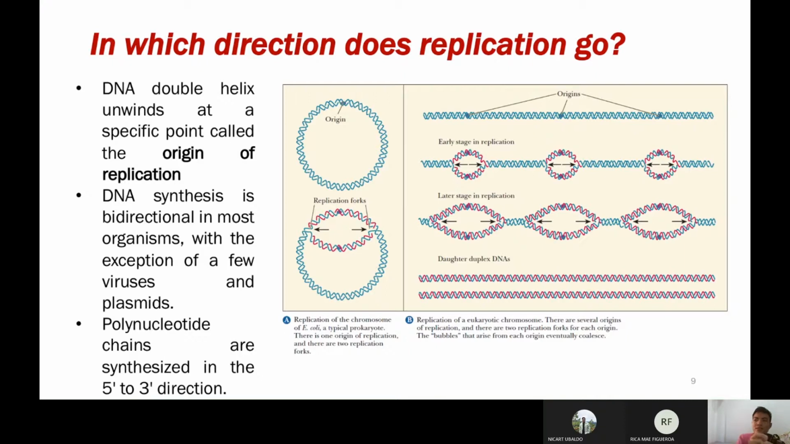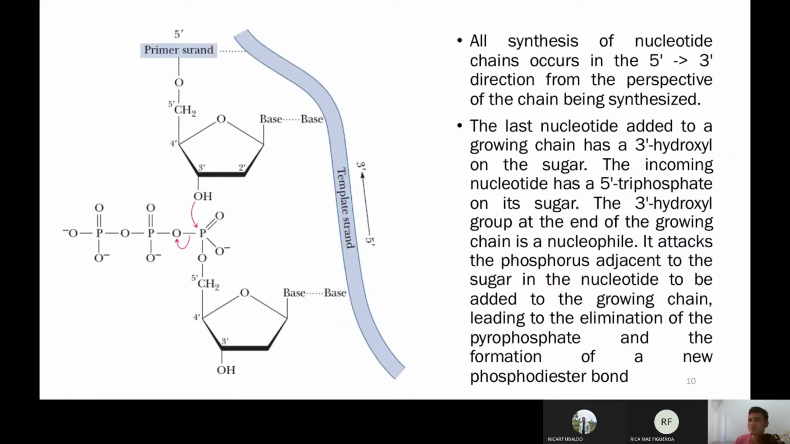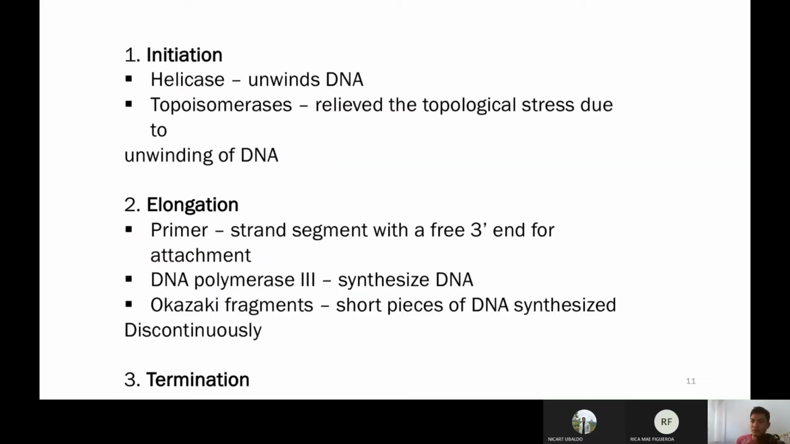Okay. So once the origin of replication was identified, then your DNA double strand will start to unzip, no, with the help of an enzyme. Okay. So pag na-unzip na yon, doon na mag-start yung replication in 5' to 3' direction. Okay? Sabi dyan, no? All synthesis of nucleotide chains occur from 5' to 3' direction. Okay? So, hindi na natin babasahin yung too much details, ha? Kasi too complicated na yung iba dito.